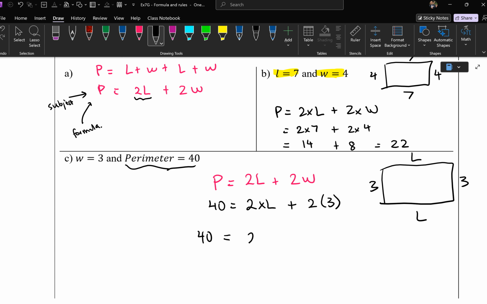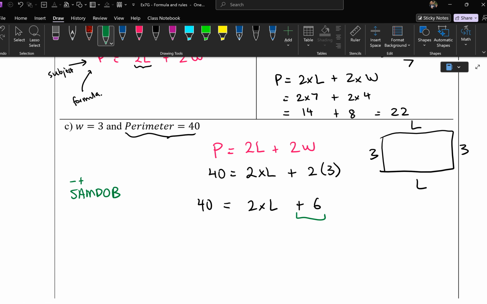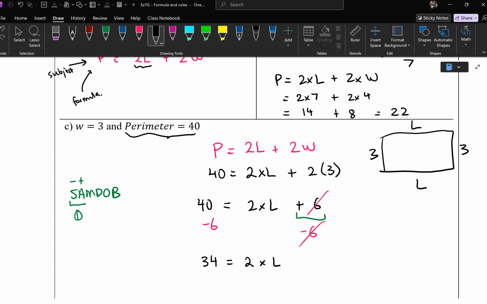We've got 2 times something. So whatever the length is, you need to double it. Add 6. Now, I know you can figure it out intuitively, but it's not about intuition. We're trying to use algebra here. How do I find L again? What do I need to remove first using SAMDOP? What do you get rid of first? Very good. Look for subtraction or addition first. That's the first thing you look for. Opposite of plus 6? Minus 6. What you do to one side, do to the other. 6 take away 6 cancels out. 40 take away 6 is 34. Equals 2 times length because the 6's cancelled out.